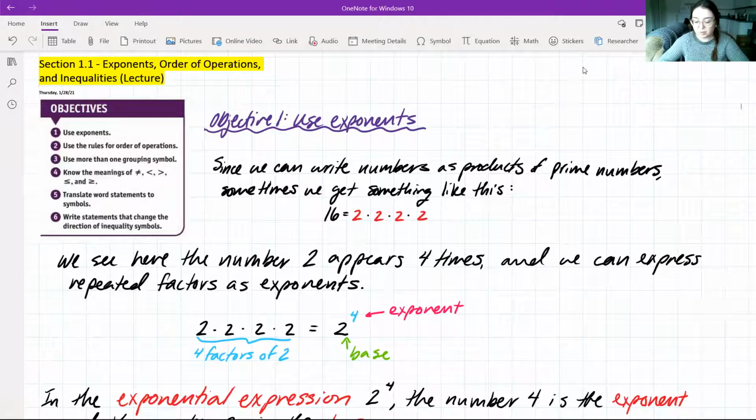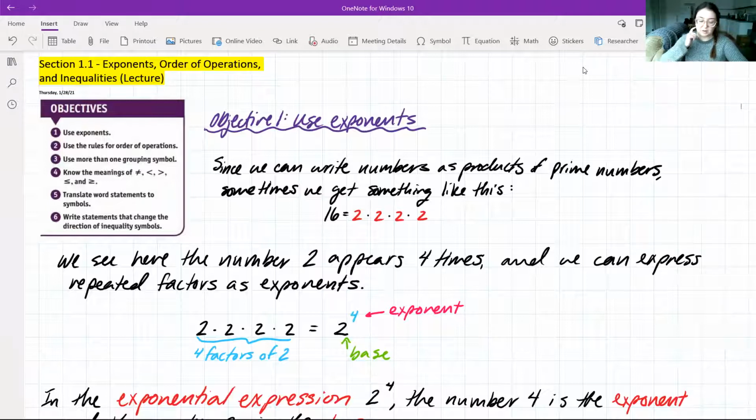Since we can write numbers as a product of prime numbers, we can write any number as a product of primes. Sometimes we get something that looks like this: 16 is equal to 2 times 2 times 2 times 2. This is the prime factorization of 16, so 2 multiplied by itself 4 separate times. The number 2 appears 4 times, and we can express the repeated factors as exponents.